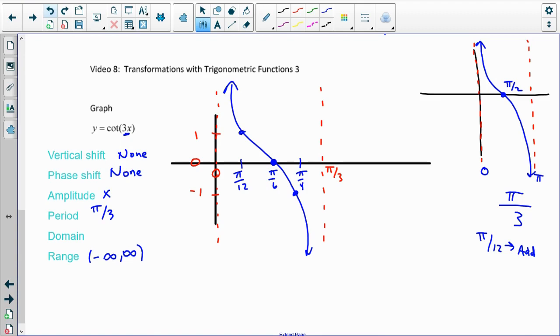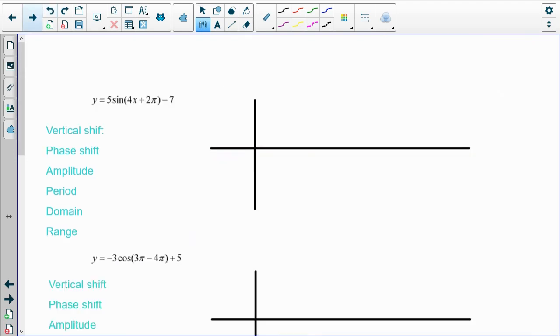The domain is, it looks like the restrictions are going to be pretty easy. That appears to be happening every pi over 3, because if I kept going with this pattern, I would add another pi over 12 every 4 times, and I would get to 2 pi over 3 here, and so on. It would be the same for the negatives. So it's all reals except k pi thirds. So every k pi thirds, it doesn't work.